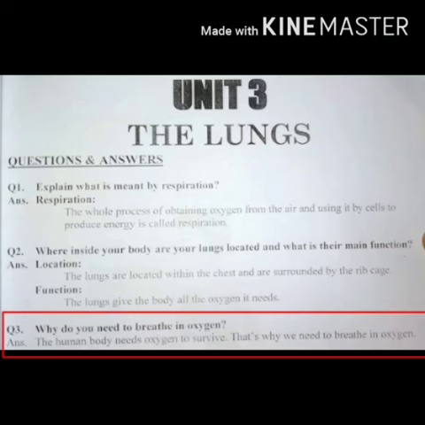Answer is, the human body needs oxygen to survive. That's why we need to breathe in oxygen. Human body ko survive karne ke liye oxygen ki zarurat hoti hai. Isliye hum oxygen mein saans lete hain.